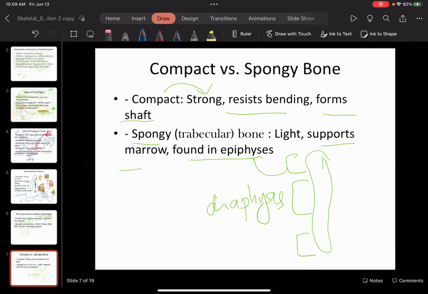Then function-wise, they resist bending. The compact bone is very strong. The spongy bone is lighter. They are found in the epiphysis region. Like I mentioned, the long bone has an epiphysis region and a diaphysis. The epiphysis region is the spongy bone.